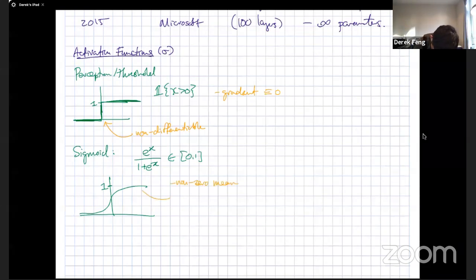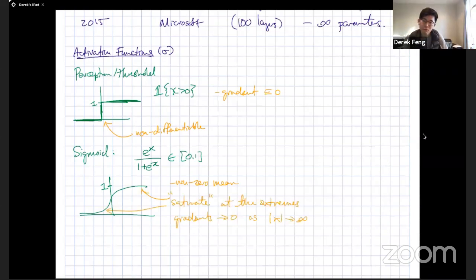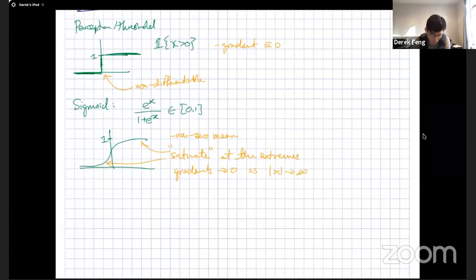And in particular, these functions saturate at the extremes. What that means is that the gradients go to 0 as x goes to infinity, right? I will talk about why I don't want gradients to go to 0 in a little bit, but just keep this in mind. So here I have non-zero mean. Basically, if you take the average of it, it's going to be at about 0.5, right? So maybe you don't want this to be at 0.5.